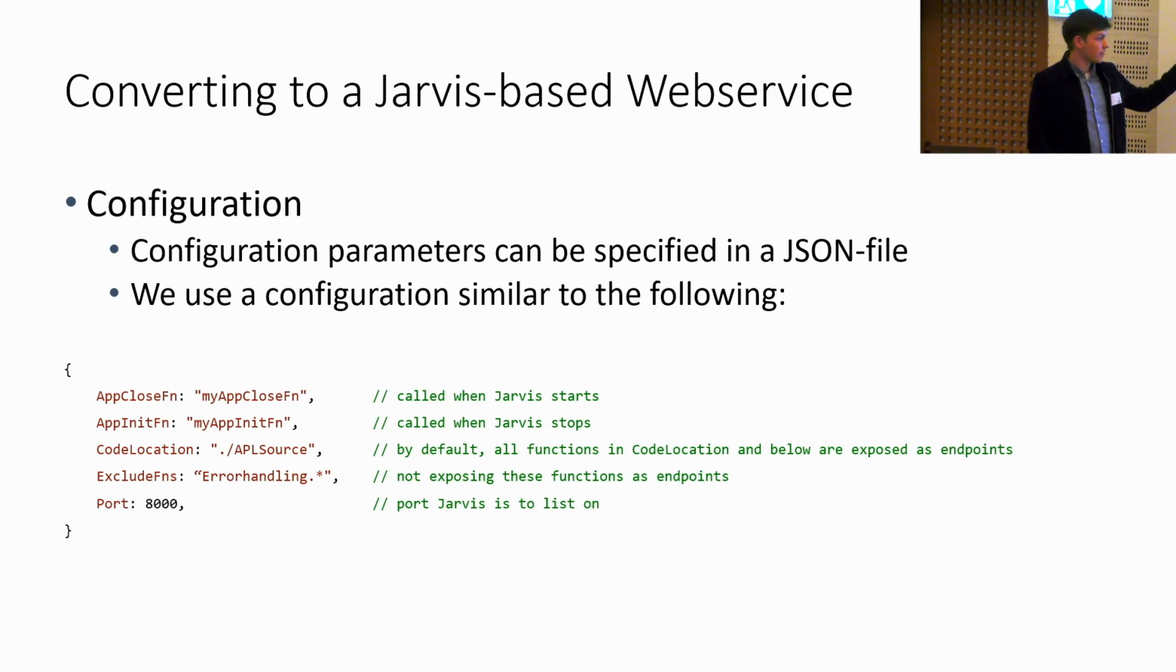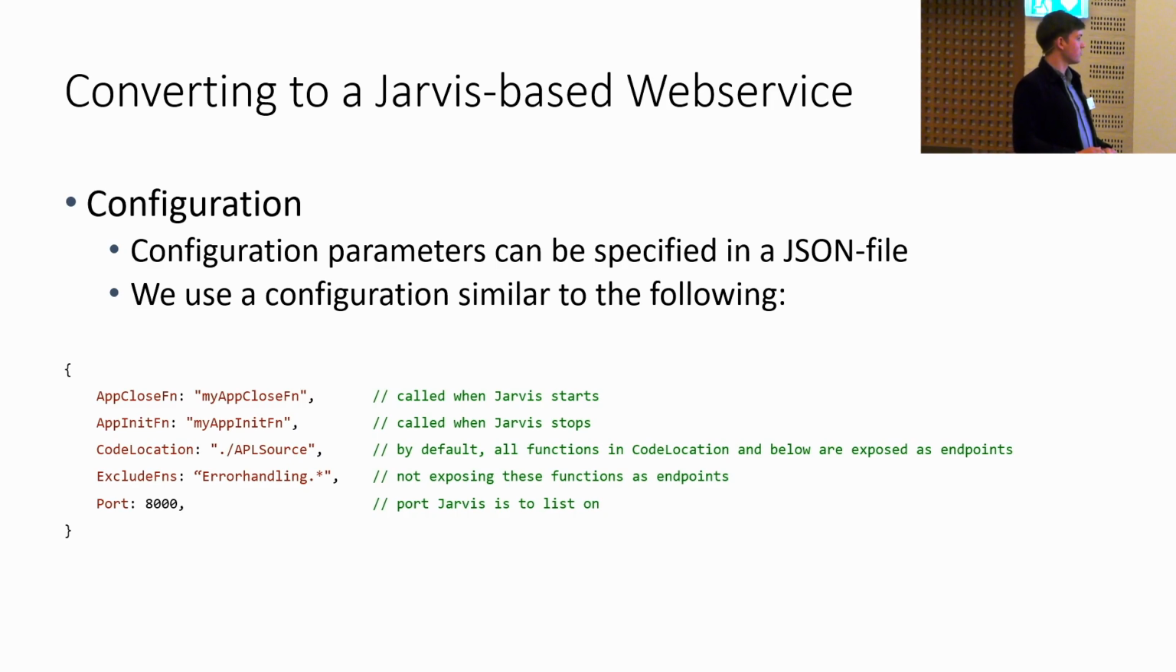Then you specify the code location. So what Jarvis also does for you is you can just provide a path to a folder where you store your application as text files, and then on startup Jarvis will just load them in for you. So yeah, this is also handled by Jarvis. And maybe there are some functions that you do not want to expose as endpoints. For example, we saw this namespace error handling in the quad trap definition, and you probably do not want the user to be able to just access these functions as endpoints. So yeah, we just hide some things and we specify a port that Jarvis is to listen on.